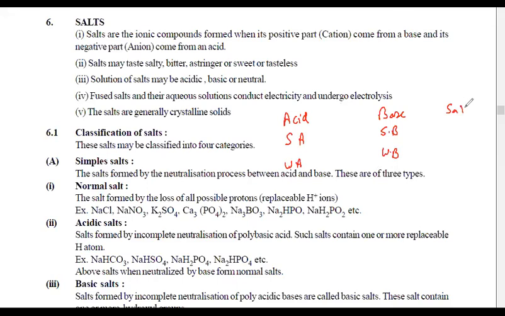So you can say that using these combinations, we can have four types of salts. First, strong acid, strong base salt. Strong acid, weak base salt. Then weak acid, strong base salt, and weak acid, weak base salt. Right, everyone? Anyone have any issues in this? I hope everyone is getting this concept. Okay, this is quite easy. So we have four types of salts.